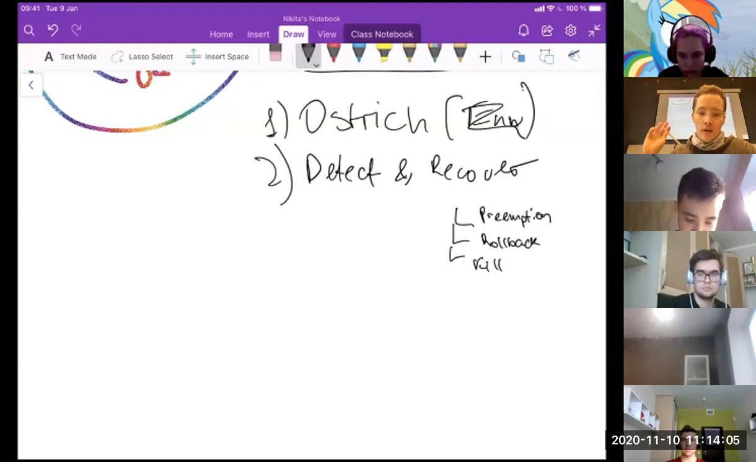So preemption: you take a resource from the process. The rollback is where we put checkpoints and go back to these points if we have a deadlock. Yeah. So how can you make a checkpoint?